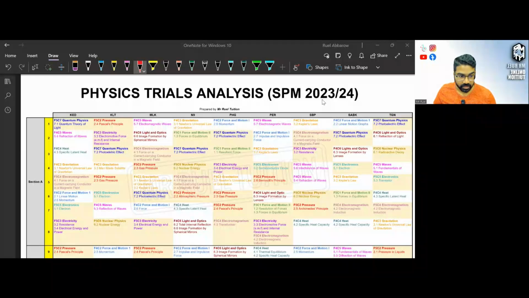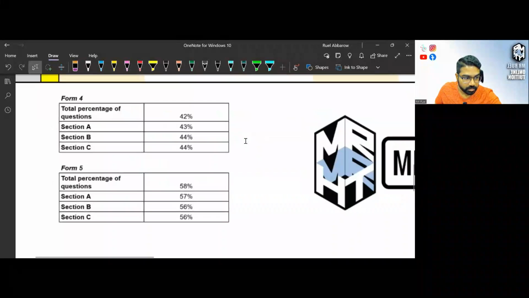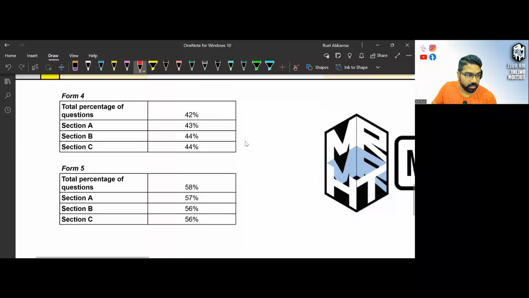So, let's look at this first. If we look generally first, in form four questions, there was a total of 42%, and form five is 58%. Now, this is normal because form four, we got 6 chapters. Form 5, you got 7. So, got more chapters in Form 5, a little bit more of Form 5 is going to come up. That's because of the weightage of the syllabus.